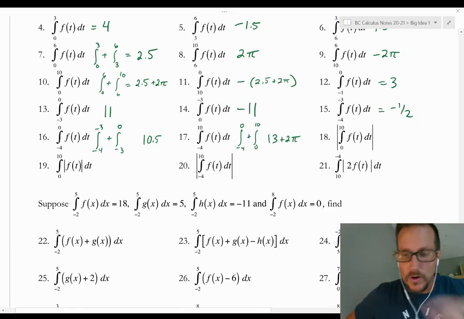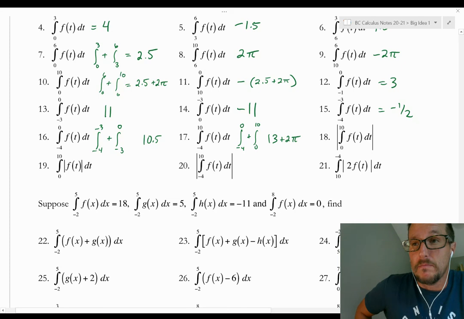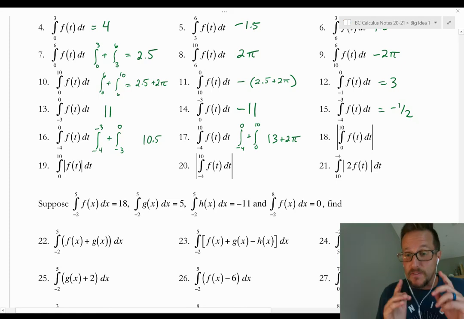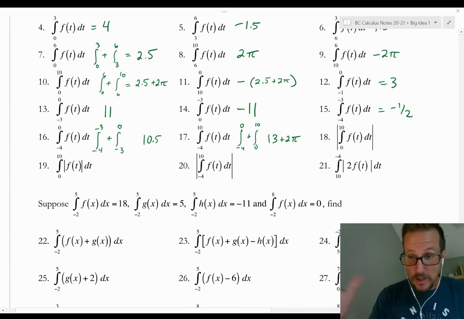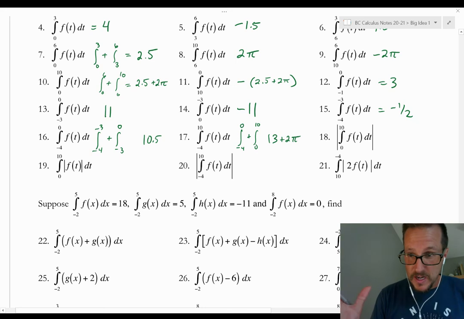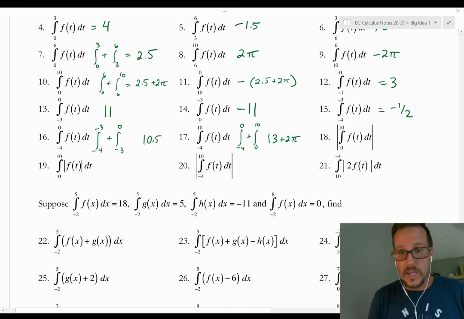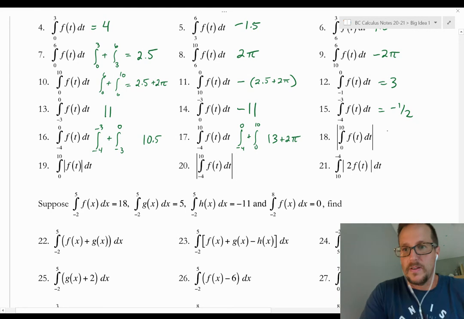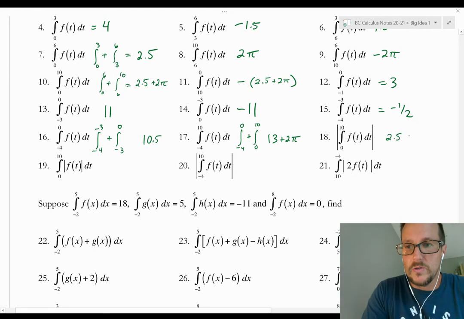All right, 18. Ooh, what is this nonsense? Absolute value. Okay, what are we absolute valuing? That's right, we're absolute valuing the value of the definite integral. So we're going to do the definite integral, then do the absolute value. Well, we already have done that one before. 0 to 10 was 2.5 plus 2 pi, and that's already positive. So that's 2.5 plus 2 pi.